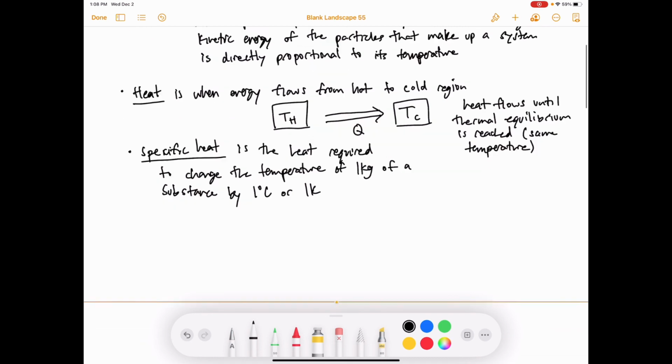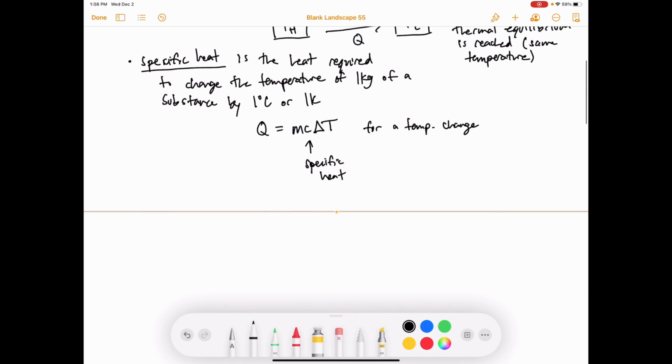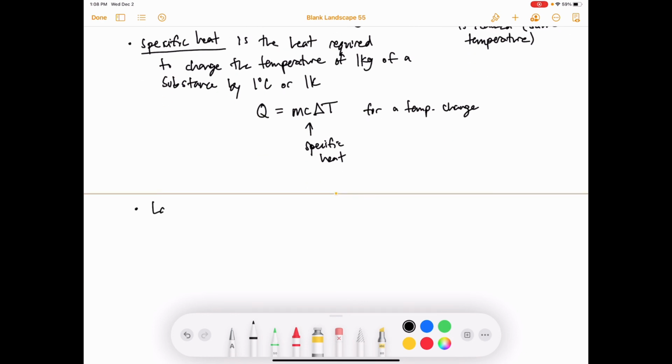Okay? So if we have a temperature change happening, we'll have the formula Q = mcΔT to describe that. In other words, if you take the mass times the specific heat, that's what lowercase c is, times the temperature change, that gives you the energy or the heat that needs to flow into that material to achieve that temperature change. Now, we also have what's called the latent heat.